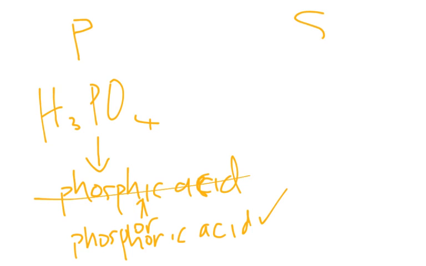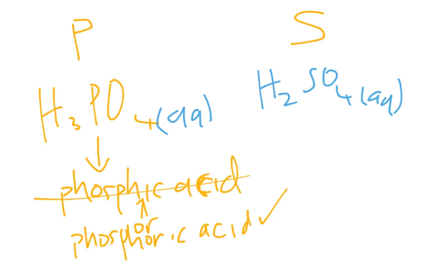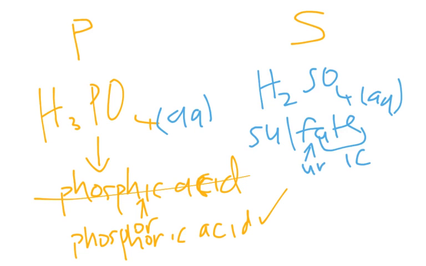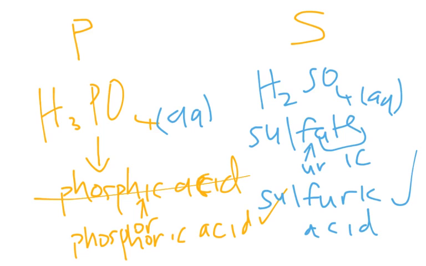Now let's look at the S. So for S, we'll choose sulfate, so H2SO4 in its aqueous form. So H2SO4 will be sulfate, so we have to change the ate to an ic, and we have to add a UR here. So let's do that. So it will be sulfuric acid, and that's the correct answer.